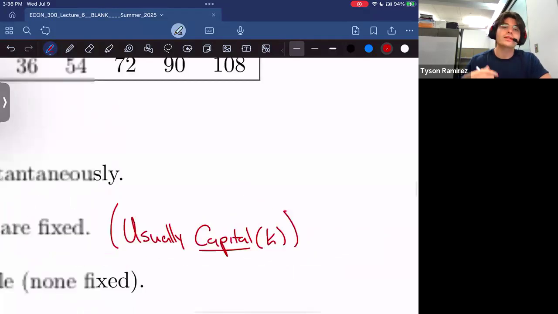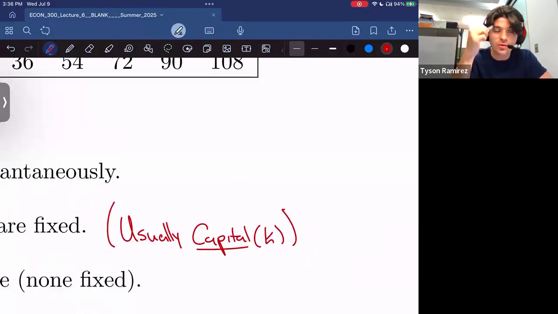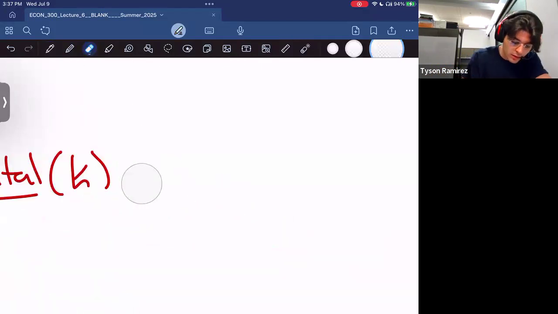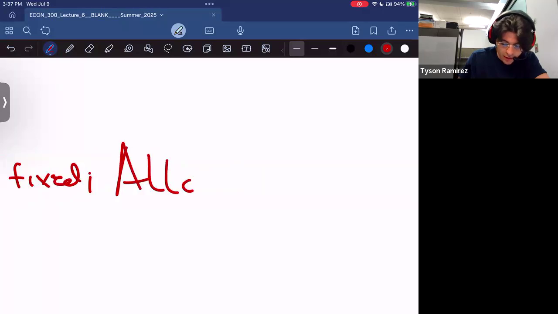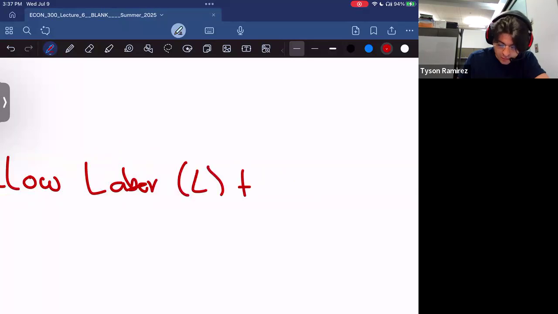Because remember, I like to say the rent is your input of capital. You have to rent a place to do business. In the short term, you can't get out of your lease agreement, right? So you can't change the size of your building, or you can't break your lease, at least not without penalties. So usually capital is fixed, and then we allow labor to vary. Intuitively, because you can always hire.